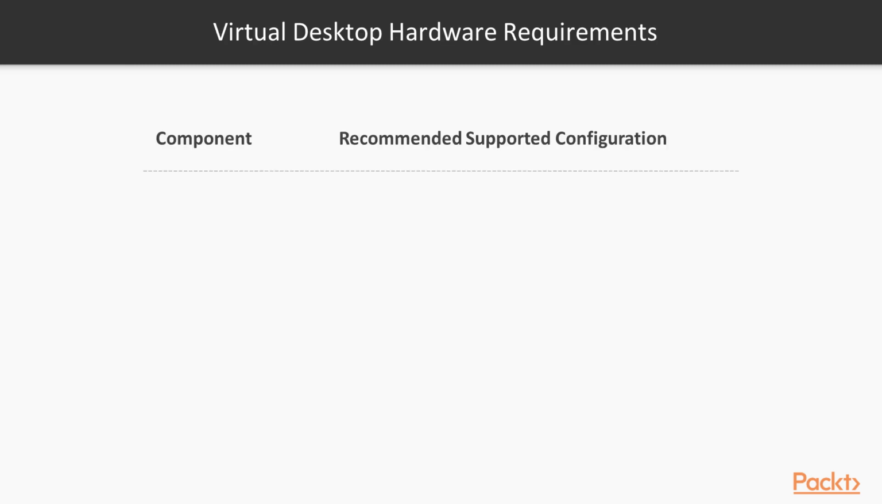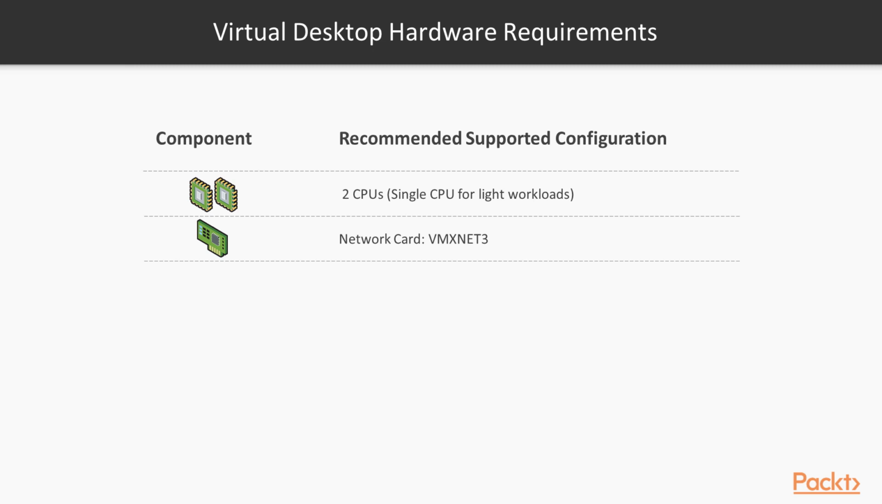Before we get on with the build process, we need to look at the specifications of the virtual desktop machine from a hardware perspective, and what we're going to configure. For our example lab virtual desktop machine, we're going to configure it with 2 CPUs. A single CPU may be sufficient for lighter workloads, but this is where your assessment data will come in useful. The network card should be configured to use the VMXNet3 network driver. We need 4 GB of memory as we're going to be installing a 64-bit operating system.